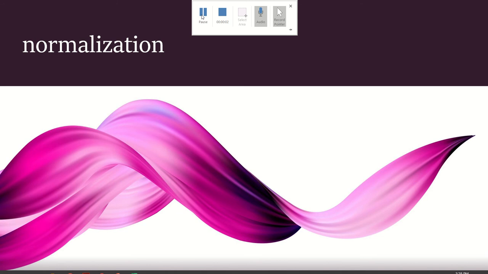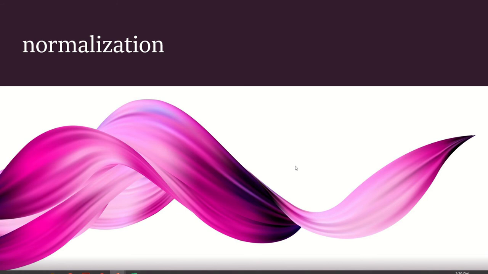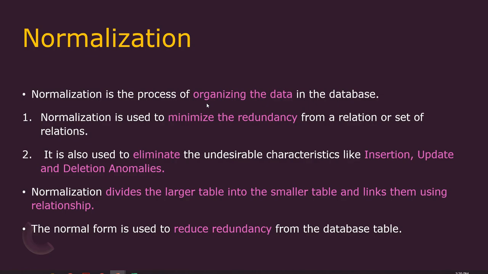Hello students. So we are going to study the important topic in fourth module, that is called normalization. What is the meaning of normalization? Normalization is the process of organizing data in a database. We know that a database consists of a lot of information related to any organization or enterprise, and we need to organize the data, and that process is called normalization.